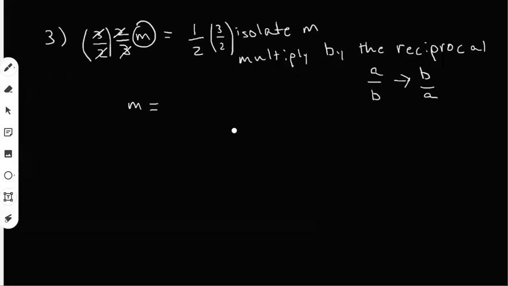Next, on the right side, we need to multiply these two fractions. Now, there's nothing I can cancel out with these two fractions. When we're multiplying these two fractions, I want to multiply the top numbers, and then multiply the bottom numbers. So on the top, I have 1 times 3. But on the bottom, I'm going to have 2 times 2.